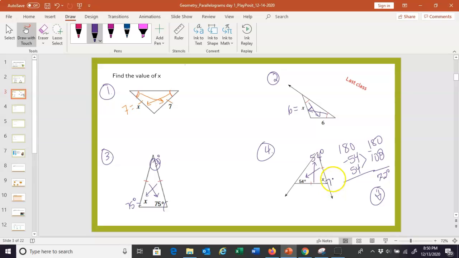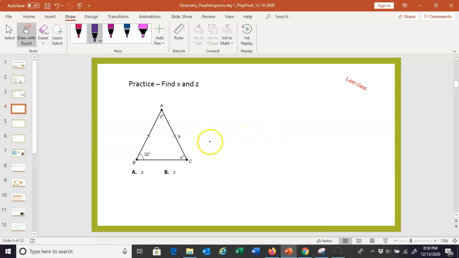X is 72 degrees. So we use the isosceles triangle theorem and the triangle sum theorem, both of those. Pretty cool. So here's another example. You have two questions here, A and B. They want us to find X and Z.